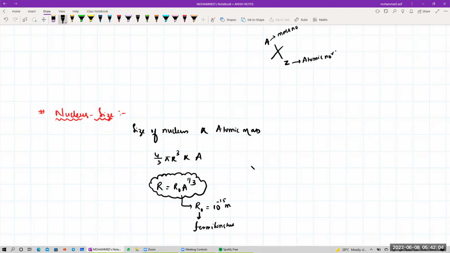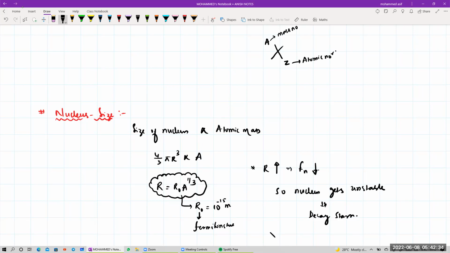What happens if the radius is increasing? Yes, because as the size increases, the nuclear force will be decreasing. So if the radius keeps increasing, the nuclear force will decrease. So will the nucleus become stable or unstable? Unstable. Yes, so the nucleus gets unstable. That means decay starts.